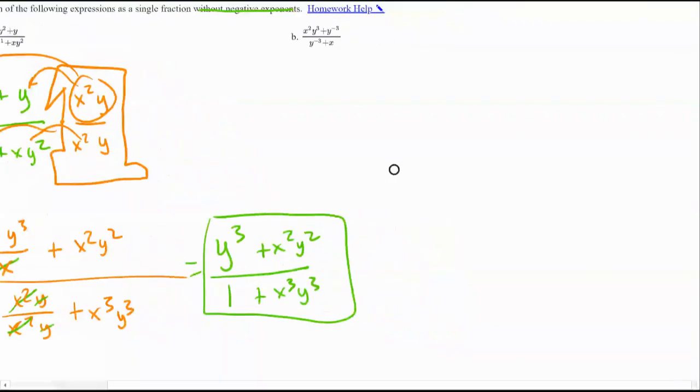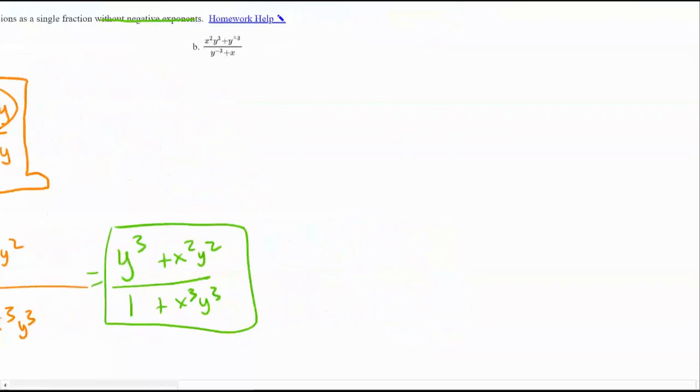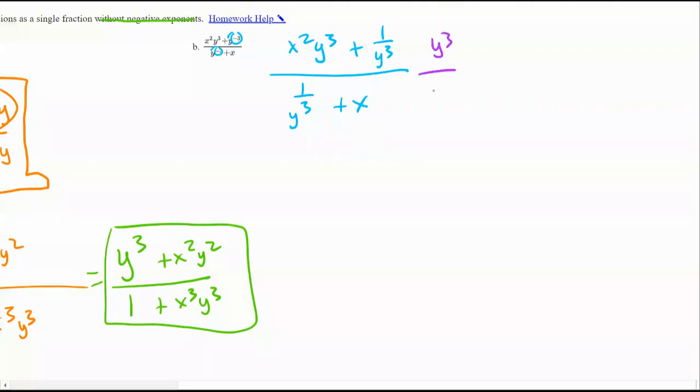Second one here, same kind of process. Any negative exponents, I'm going to be putting those things in the denominator. So plus 1 over y cubed all over 1 over y cubed. This one's nice and easy. The thing that I need to multiply ends up being just y cubed on the top and bottom.